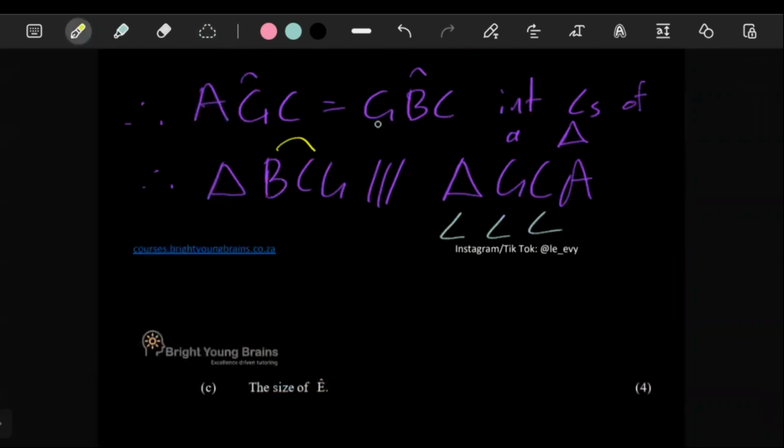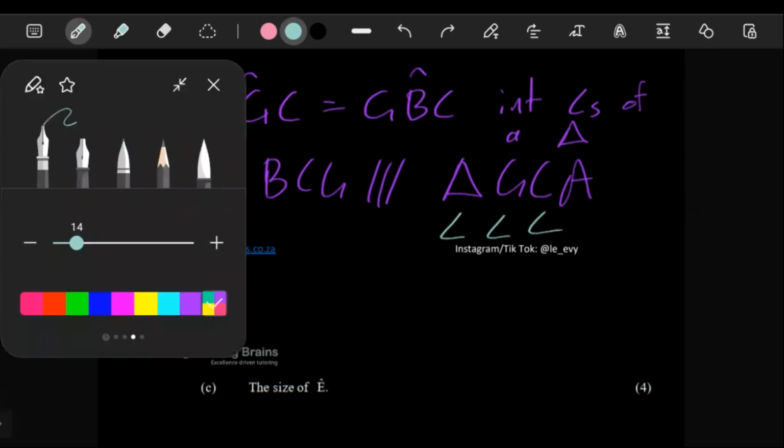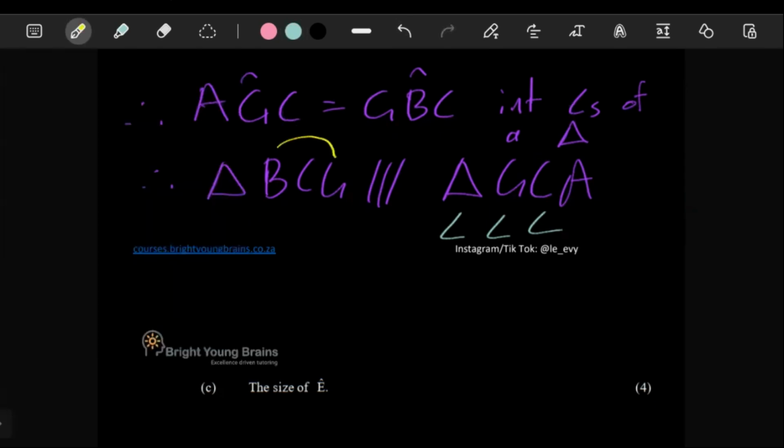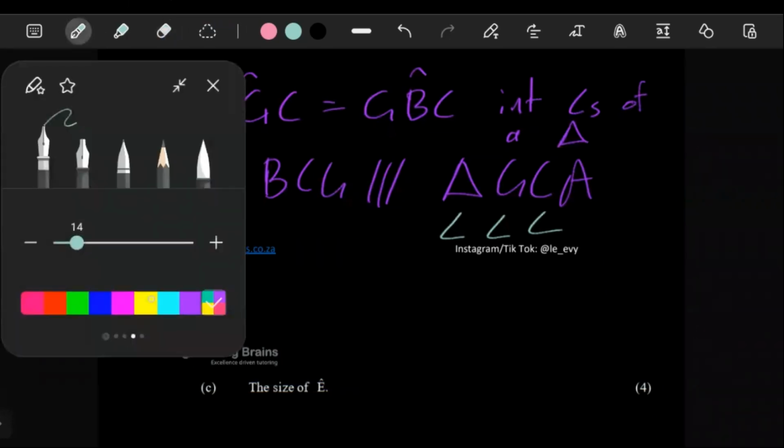Because now you can say BG over GA is equal to CG over, wait, what am I doing here? I wrote it in, come on, focus. BG over GA is equal to, why am I doing it funny? Just do the McDonald's face. Because when I study like that, it doesn't work out.